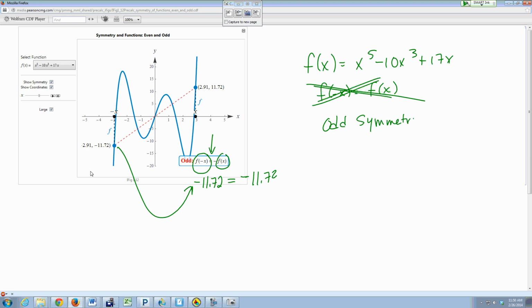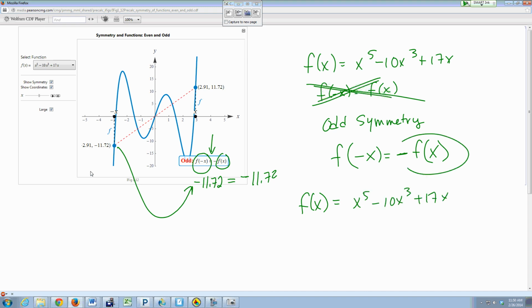All right, what does odd symmetry say? If I take opposite values and look at their output values, they're not equal, they're opposites of each other. So now let's put in -x. Well, we know f of x is x to the 5th minus 10x cubed plus 17x. So to do this side of the equation, I have to do the opposite of this. What's the opposite? -x to the 5th plus 10x to the 3rd minus 17x. So there's the opposite of f of x. I just changed all of my signs to their opposites.